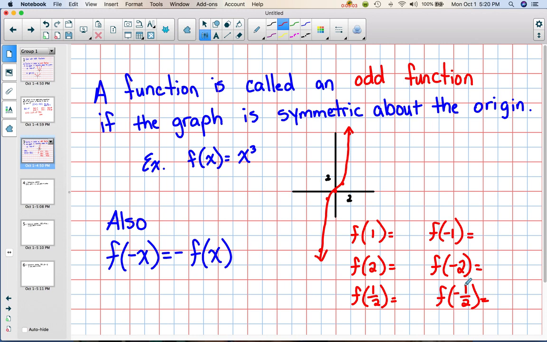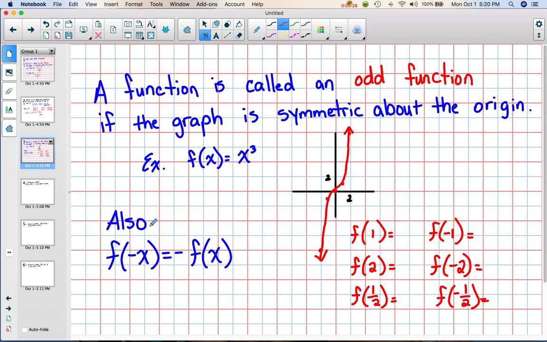So let's talk about an odd function. A function is called an odd function if the graph is symmetric about the origin. And an example that you're familiar with is f of x equals x cubed. And I graphed it here. So remember, I scaled it by 2. I have (0, 0), (1, 1), (2, 8). If you cube a negative 1, you get negative 1. If you cube a negative 2, you get negative 8.